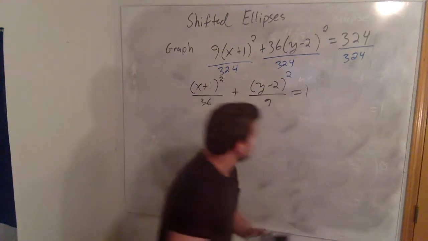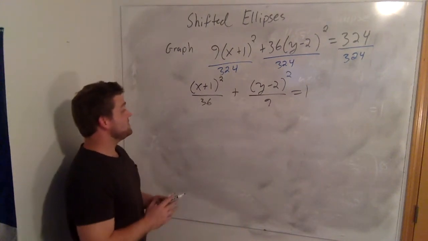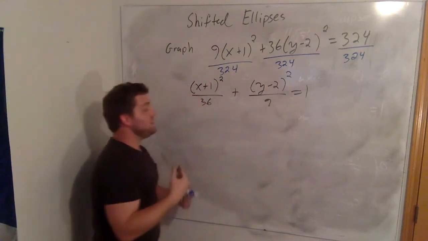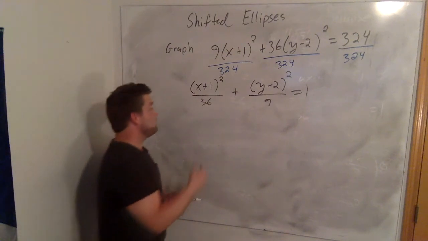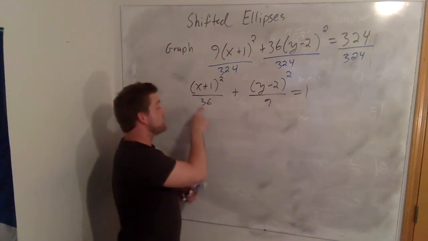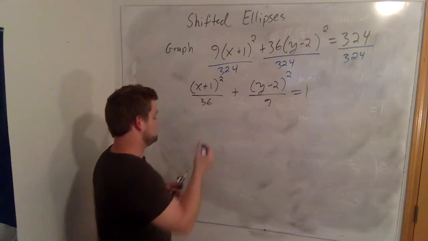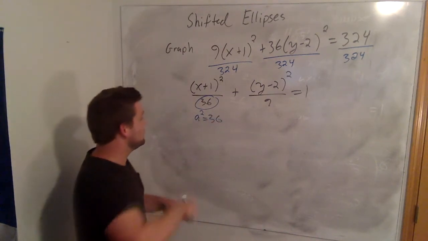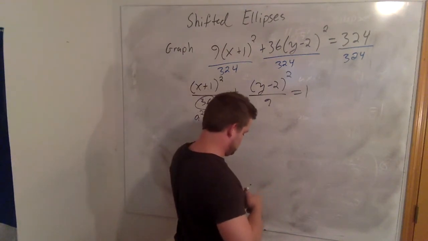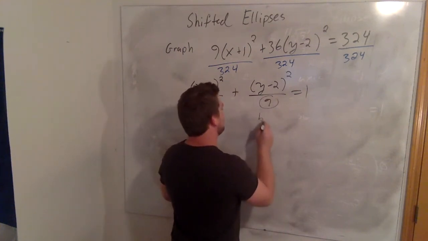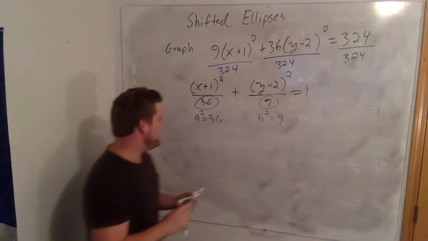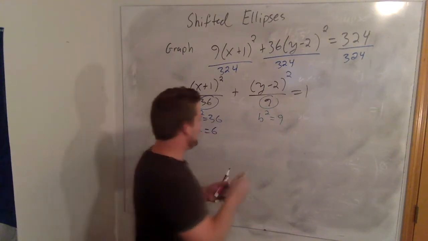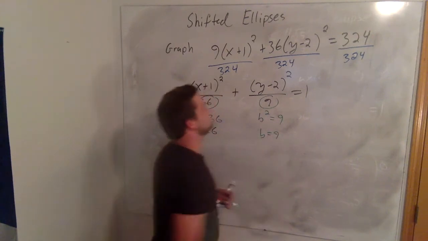Okay. So what we should notice here is, if there wasn't this plus 1 here or minus 2 here, this would just be an ellipse with its center at the origin, and in this case it's elongated more in the x direction. Here our a squared is going to be equal to 36, and over here our b squared is going to be equal to 9. Or how about our a will be 6 and our b will be 3.